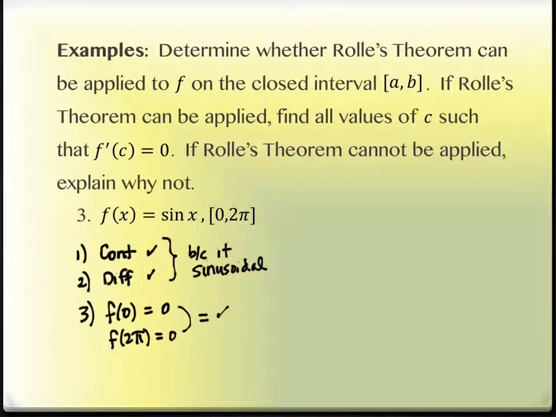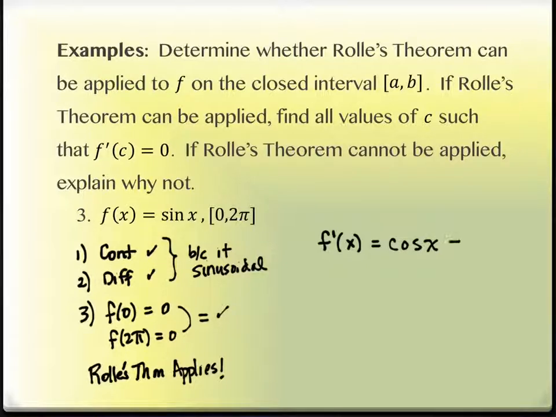But, yeah. Okay, so Rolle's theorem applies, right? So now what? Well, now I can find a derivative and find the location between 0 and 2 pi, and there will be one where the derivative is equal to 0. So what is the derivative of sine of x? Yep, cosine of x. And where is cosine of x equal to 0 between 0 and 2 pi?